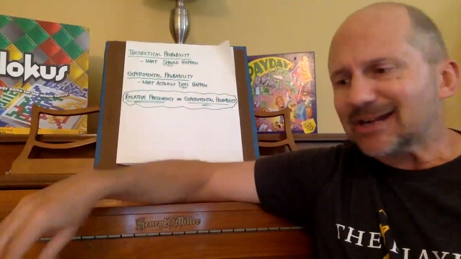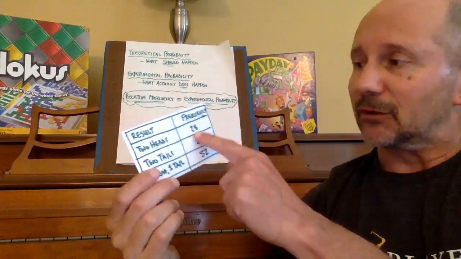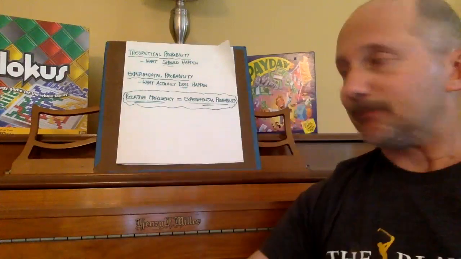Experimental probability means what actually does happen. So when you do the experiment, what did you actually get? When I actually did this experiment, I got both heads 28 times. I got both tails 20 times. And I got 1 of each 52 times. That's what actually happened when you do it. Okay? Now your numbers are going to be different from this again, but that's an example.